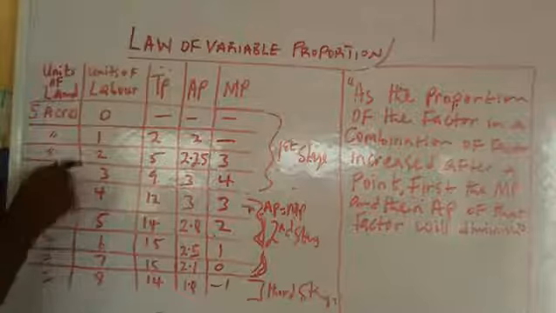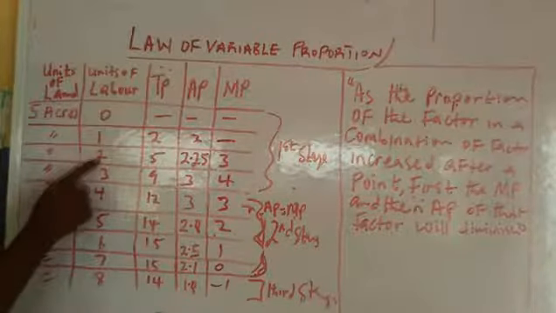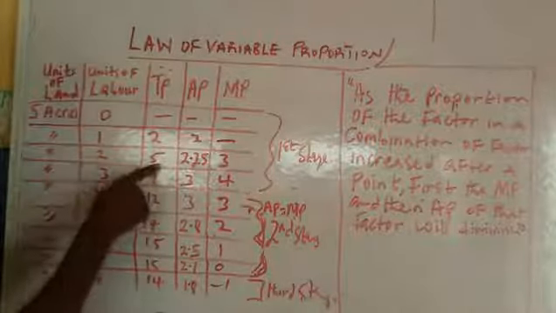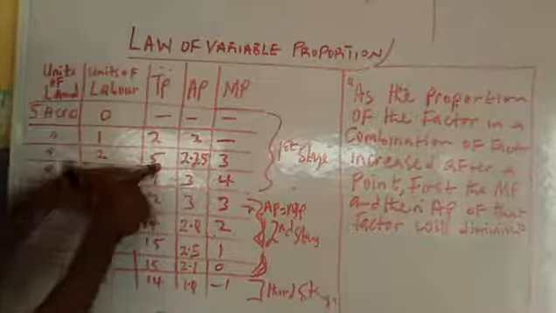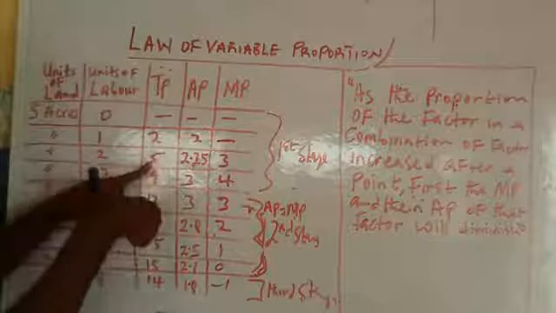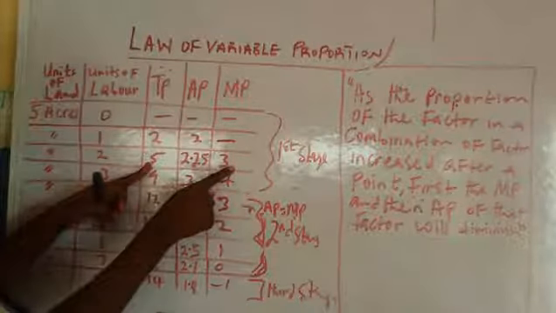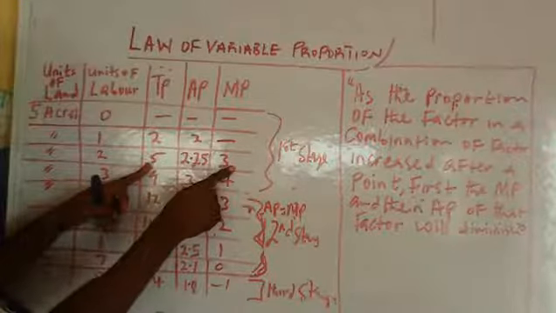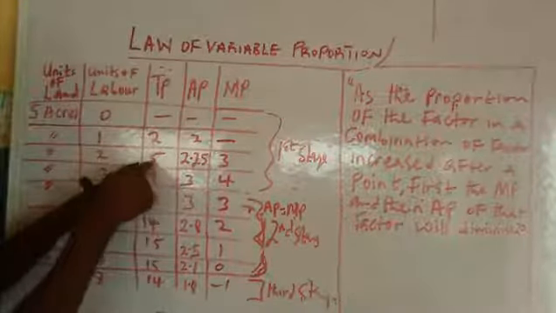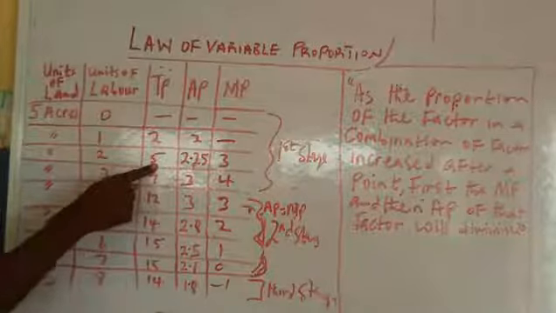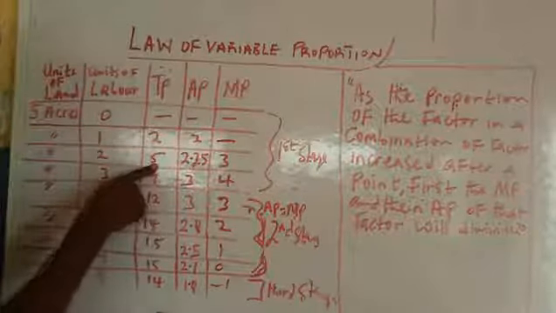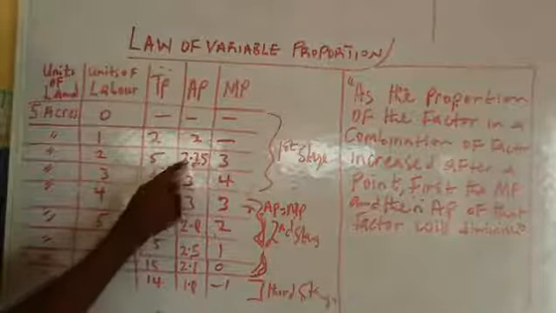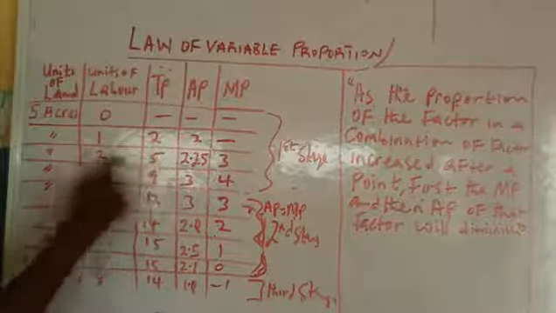Now, when we employ one more laborer, making 2 laborers, we are able to produce 5. When you look at what has happened to our additional product, we are producing an additional 3 tubers. So the additional 3 tubers plus the 2 we had at the initial point give us 5 tubers here. So the total product is 5 now. The marginal product is 3, and our average product is 2.5, when you divide 5 by 2.